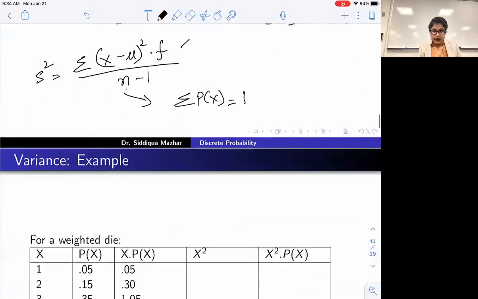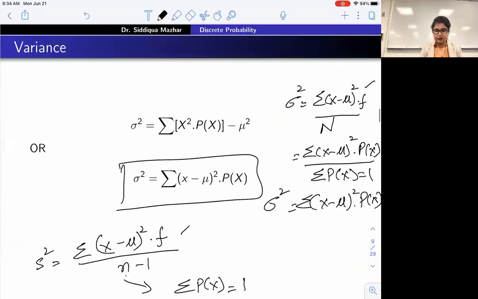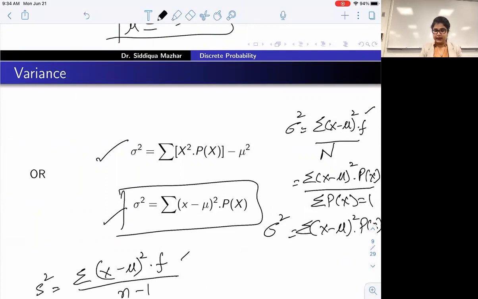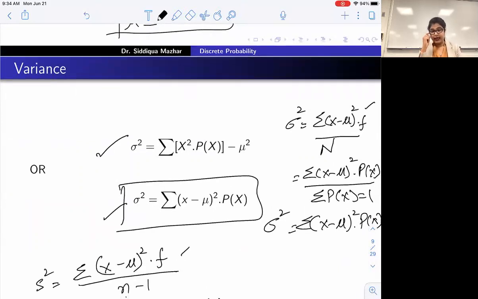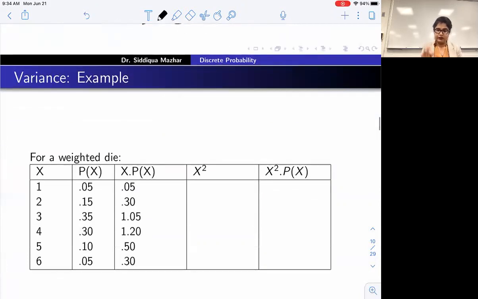This is the reason. So if you have to calculate the variance for the same example of the weighted die, you can use either of these formulas, like this one or this one. The first one is simpler, because you just need to find the square of x. So this is why I'm going to use it here. If you take x squared, these two columns are given. The rest you have to find.